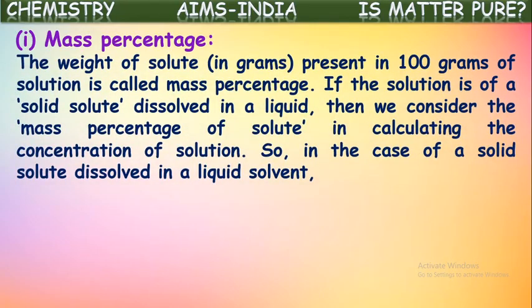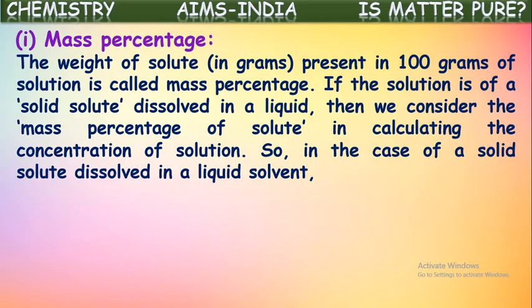The weight of solute in grams present in 100 grams of solution is called mass percentage. What is that? The mass of solute or the weight of solute present in 100 grams of solution. So if we find the solute weight in grams, that is said to be mass percentage. If the solution is of a solid solute dissolved in a liquid, then we consider the mass percentage of solute in calculating the concentration of the solution.